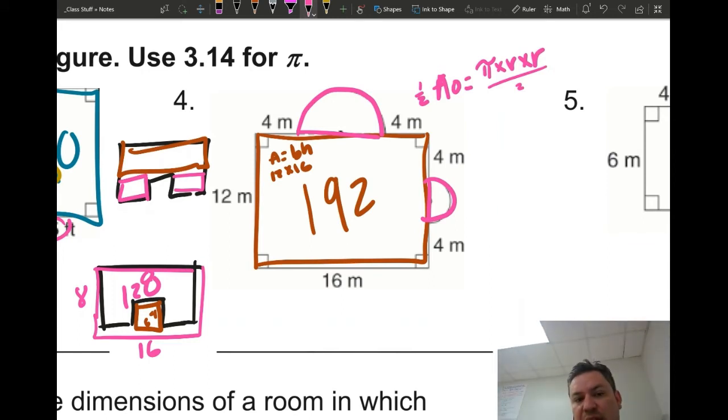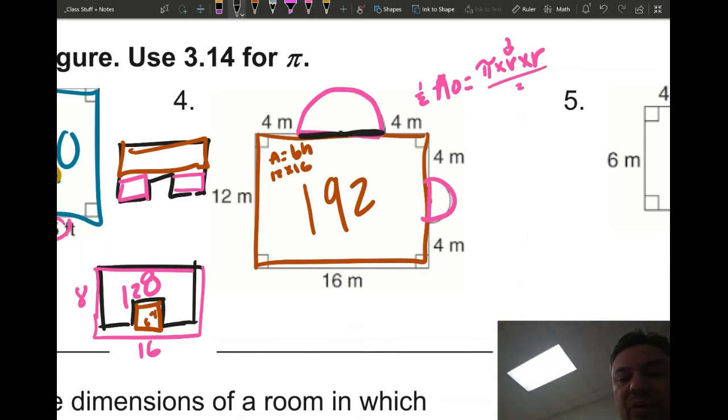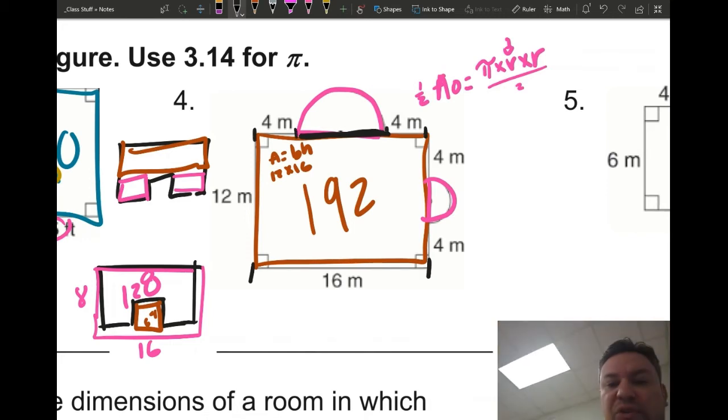The only thing over here is that they are different sizes, so we're gonna have to do 2 different ones. So now we need to know the radius. And if I look over here, I don't have any number right there. All I know is that from here to here is 16. From here to here is 4. From here to here is 4.